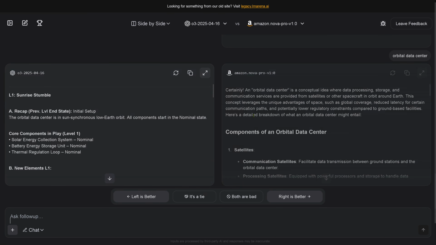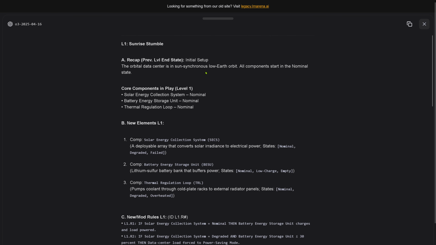I want to show you what you can build with a single prompt. Look, I've chosen here the topic of an orbital data center. Let's go with the solution by O3. Now this is an autoregressive prompt, so I want to show you what O3 is capable of doing.